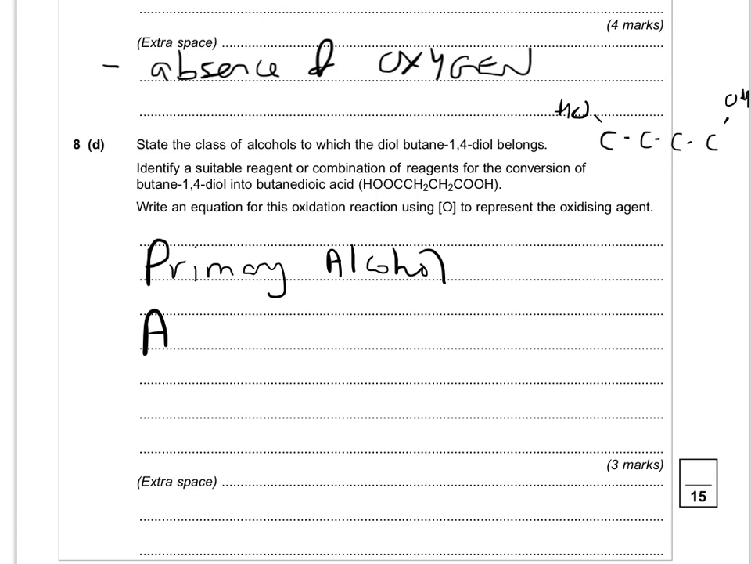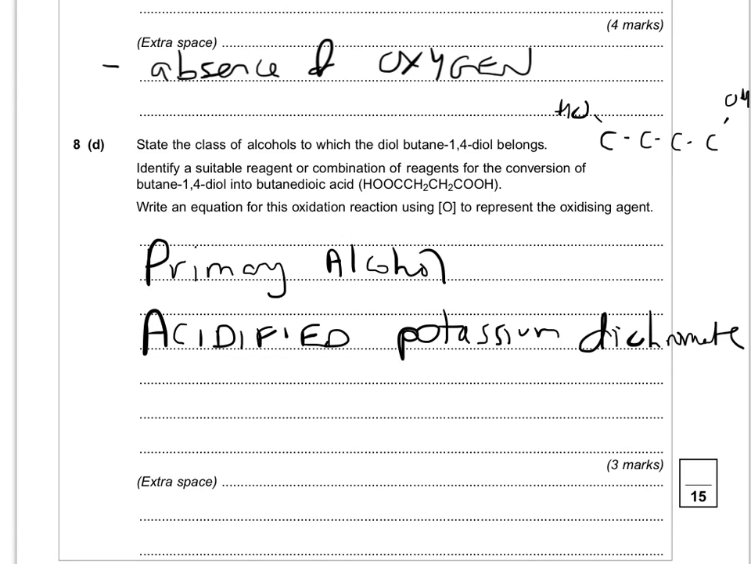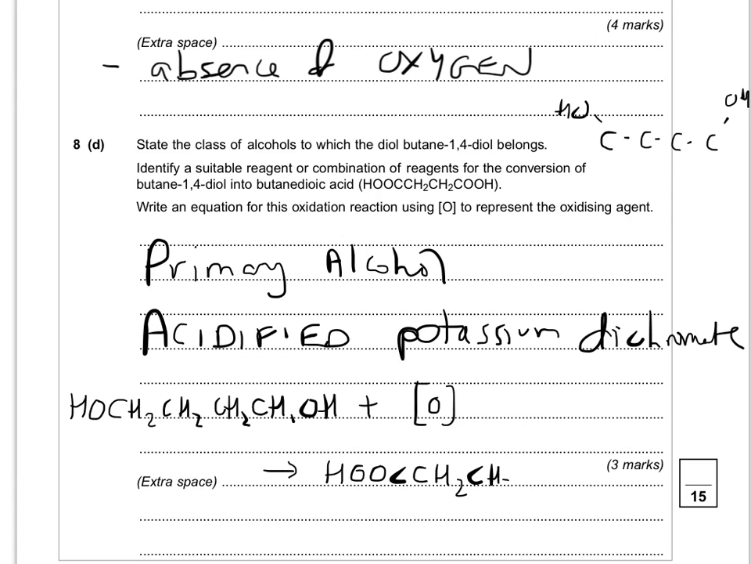To do this, you need acidified, and that's the word that people generally forget, acidified potassium dichromate. And the equation here is a bit long-winded. Butane-1,4-diol has the structural formula HO, CH2, CH2, CH2, CH2OH, and then you use square brackets O to represent the oxidizing agent, and that will make your carboxylic acid, which is given to you up there, plus water.